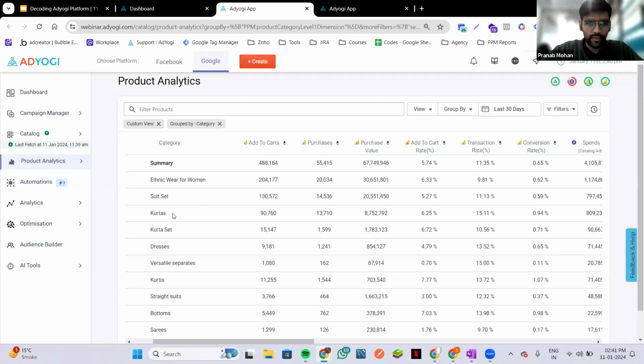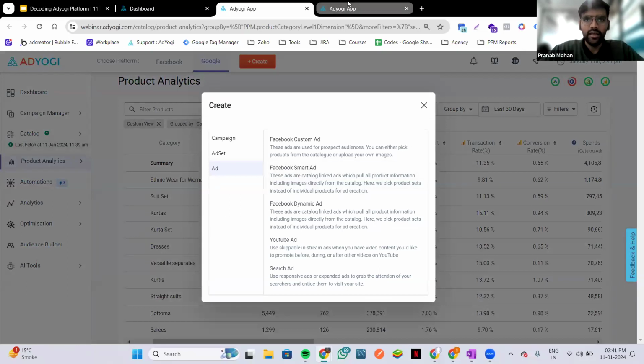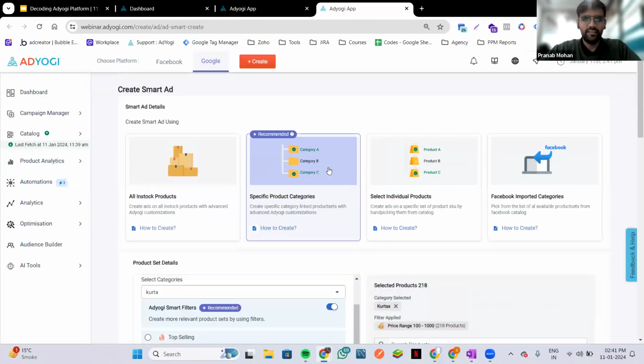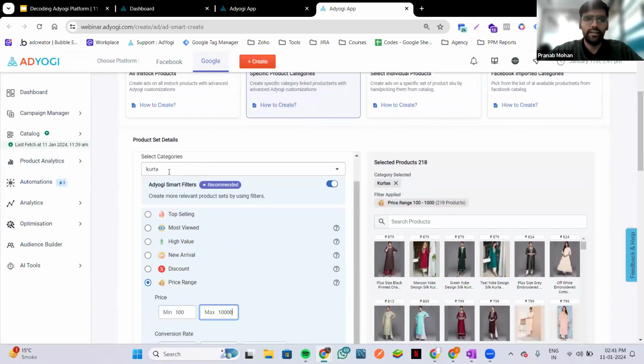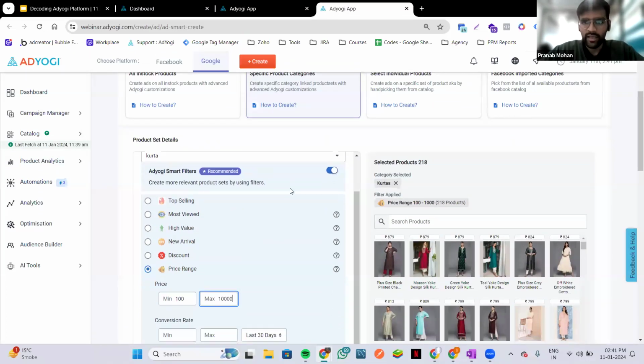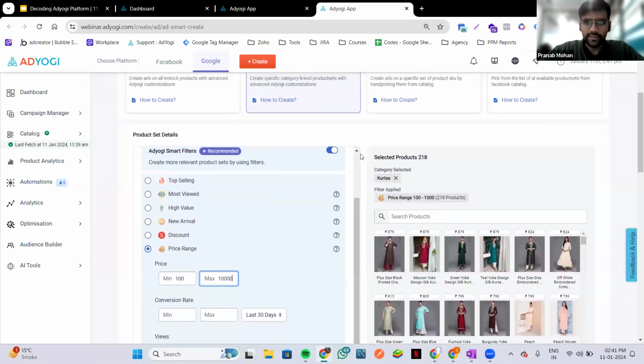So what you can do is, when you've identified your hero category or categories, you can click on the create button and then go to Facebook Smart Ad create button. And the moment you land on this, you can select the specific product category. Now within this, you can select your hero category. So for this, we've identified that the kurta is a hero category for us, which contains 218 products. Now what I can do is I can enable the Adyogi Smart filters.